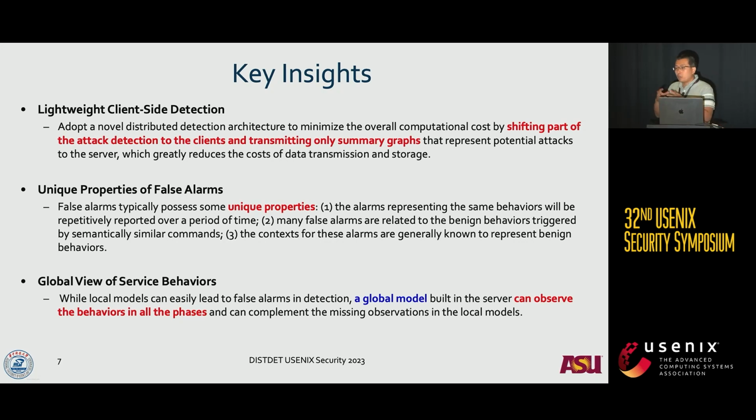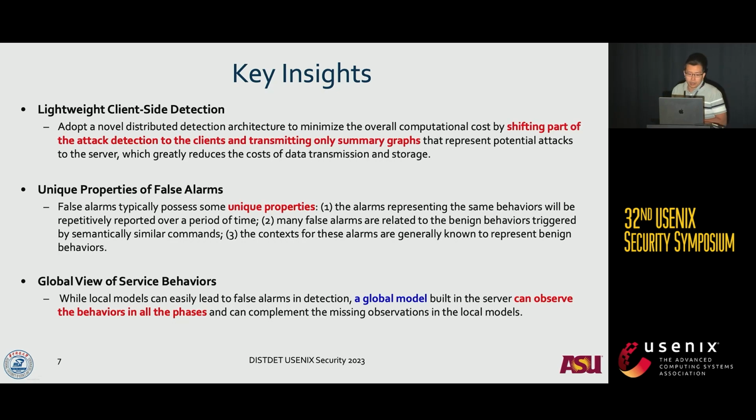First, instead of using a centralized architecture as the existing provenance systems do, we adopt a distributed architecture. Basically, we shift part of the detection workload to the client side, and we ask the clients only to send a summary graph instead of the whole set of provenance logs to the server. This will greatly reduce the network transmission cost.